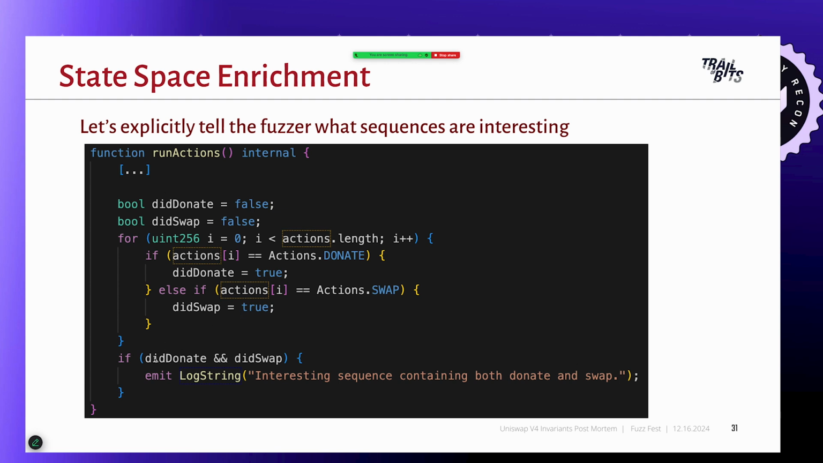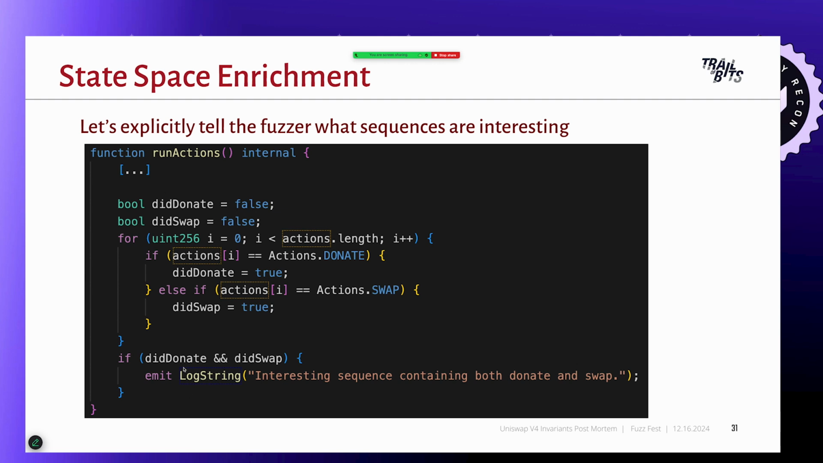And then at the end of this, we have this conditional statement where we check if there was a donation and a swap in the same sequence of actions. And if there is, emit this log string. What this does is basically tell the fuzzer, hey, there's a specific type of state that I think is really interesting. And by adding this conditional right here, we've created code that now the fuzzer can cover where originally there wasn't any code.